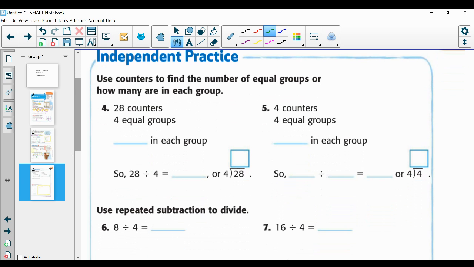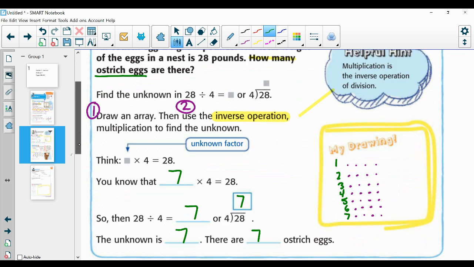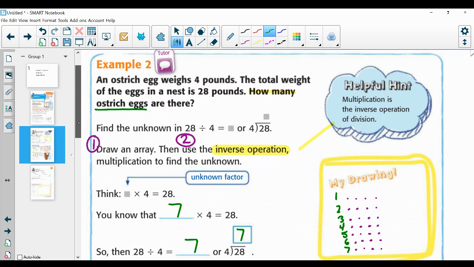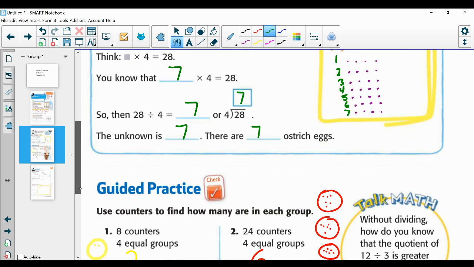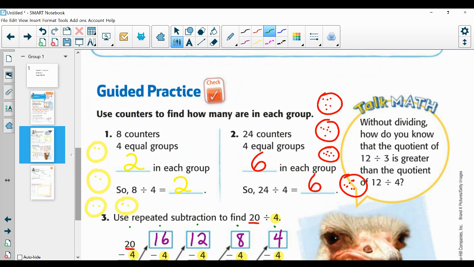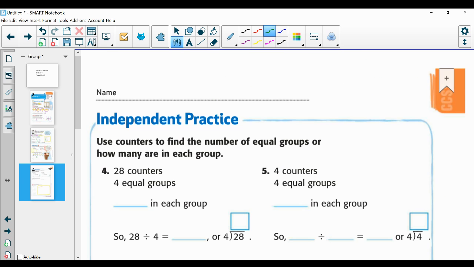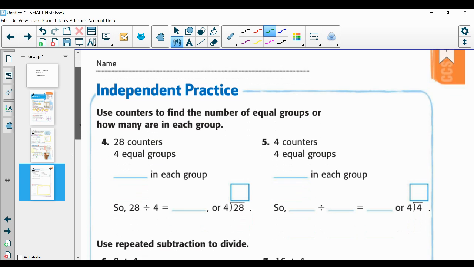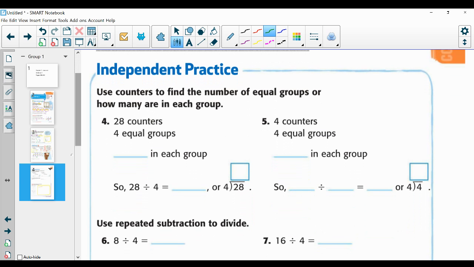Okay, you're going to use counters to find the number of equal groups or how many are in each group. So you are going to use the same strategy that we used on the second page with the equal groups. Where'd it go? Oh, down here in guided practice. So you're going to do exactly what we did in 1 and 2 over here on 4 and 5. And I want to see your equal groups on the page. So you have room to write your equal groups here and here. Do not draw the green circles, please. Okay, I'm just showing you where you're going to draw your equal groups.